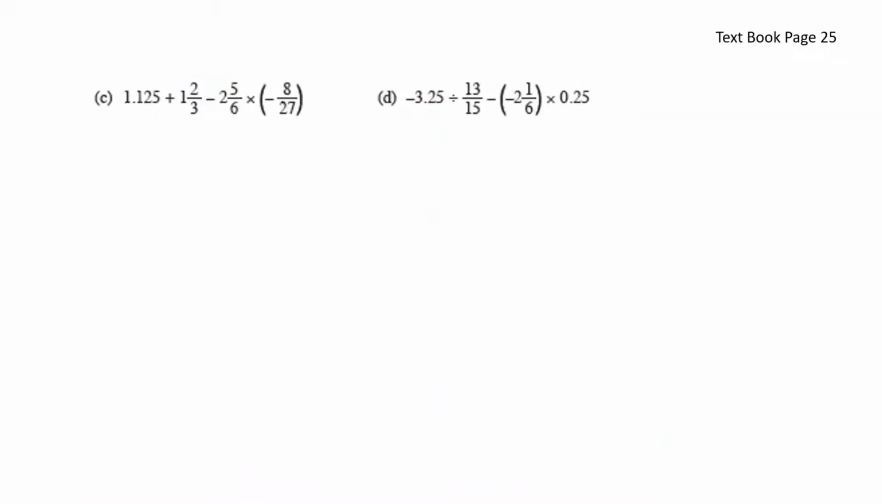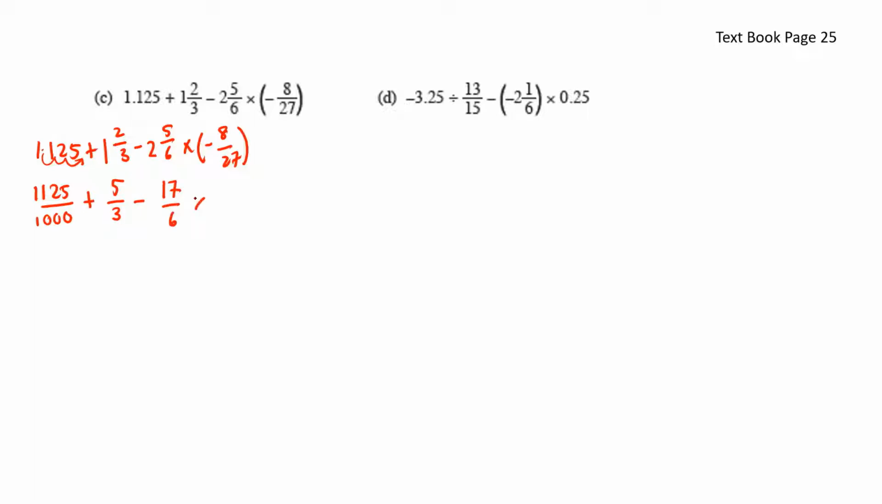Next, we have 1.125 plus 1, 2 over 3 minus 2, 5 over 6 times negative 8 over 27. So here we'll have 1, 2, 3 decimal places to the right. That will give us 1125 over 1000 plus 5 over 3 minus 17 over 6 times negative 8 over 27.